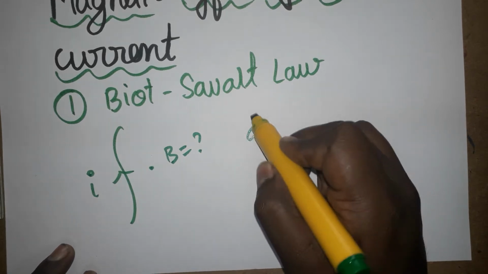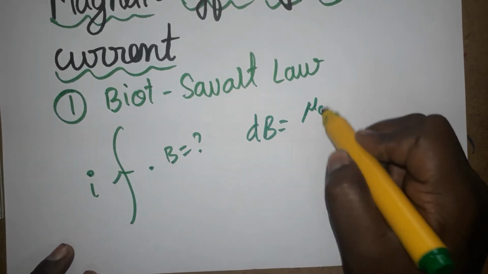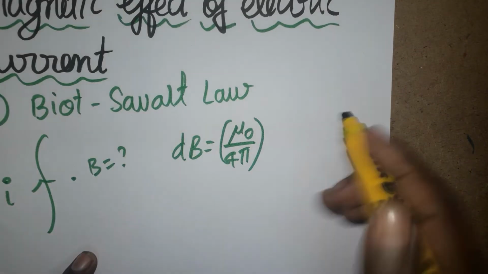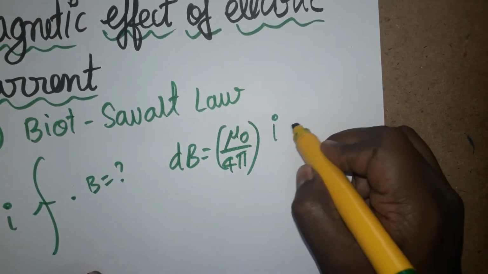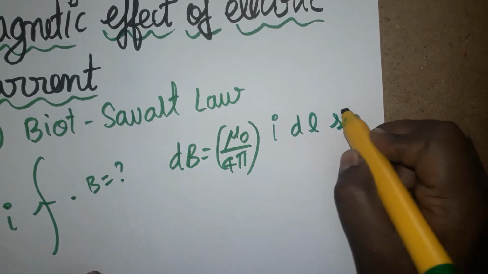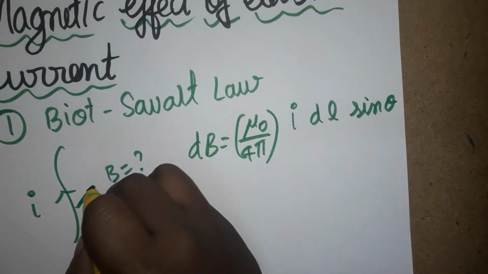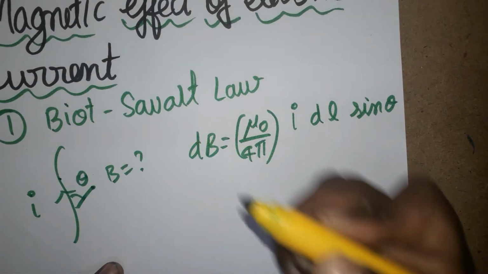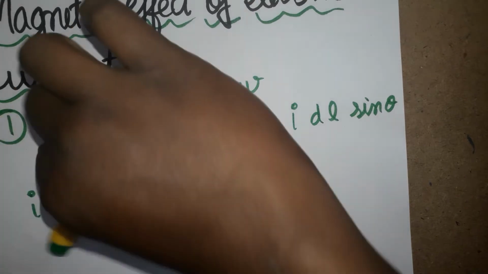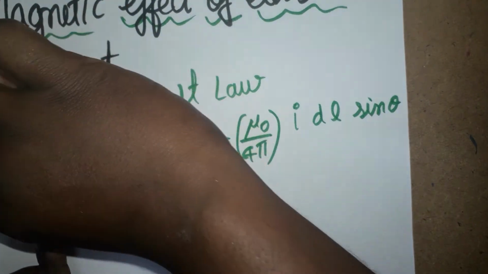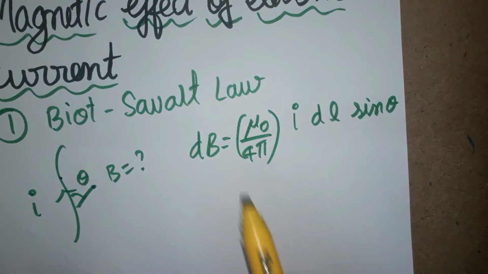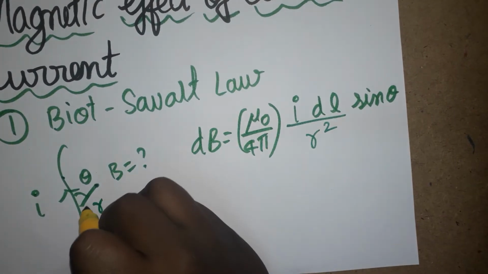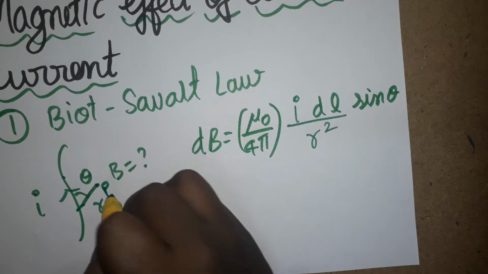We can use this law: the magnetic field is equal to mu naught divided by 4 pi, a magnetic field constant, times I, the current flowing, dl, the length element, sin theta, the angle of the point we have taken. When theta is 90 degrees, the point is perpendicular to the wire and the field is maximum; at 0 degrees the point is on the wire and it is minimum. All divided by r square, the distance where you want to measure the magnetic field.